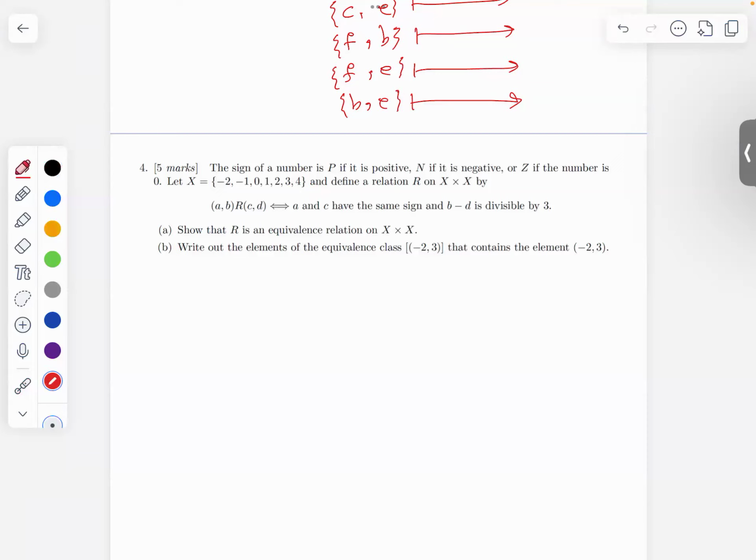So let's see this one. To show that R is an equivalence relation, we prove that R is what? Reflexive.